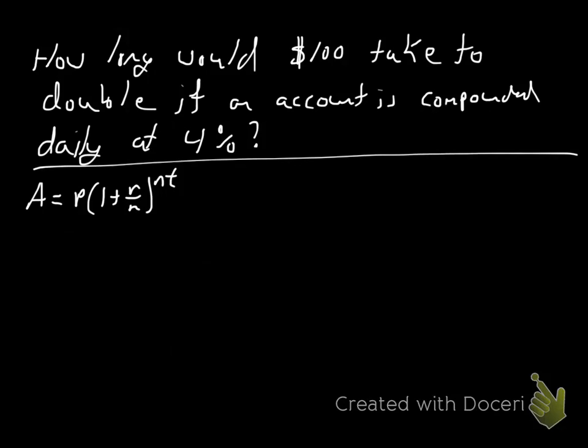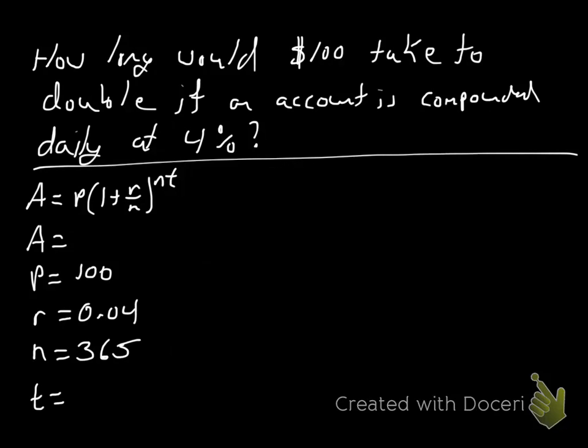Okay, and then we're going to go ahead and write down all our variables, and then we'll start filling in the blanks. So it's asking me how long it will take. So that's going to be a time. So I'm not going to know what time is. So if I don't know time, I should know everything else. For something to double means twice, so double of 100 would be 200. So I know I'm going to initially deposit $100. Your rate is going to be as a decimal, so it'd be 0.04. It is compounded daily, so there's 365 days in a year.